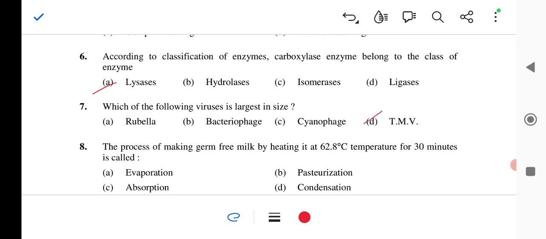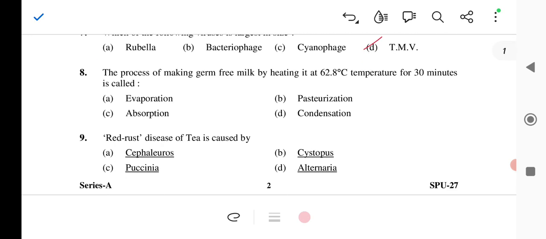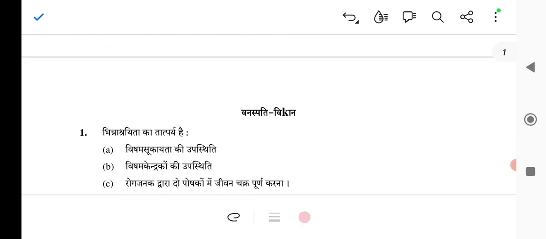Next is which of the following viruses is largest in size? Largest is, we all know, TMV, having helical symmetry. Okay. Next is the process of making germ free milk by heating at 62.8 degree centigrade temperature for 30 minutes. It is called pasteurization. Next is red rust of tea. Very common question, examiner's favorite question. It is Cephaleuros.